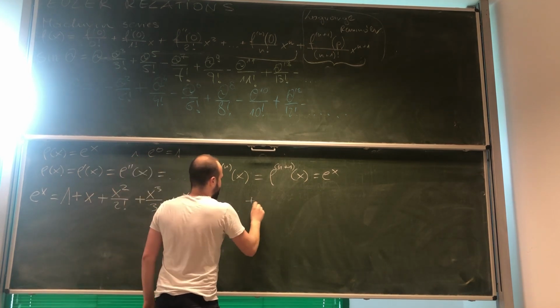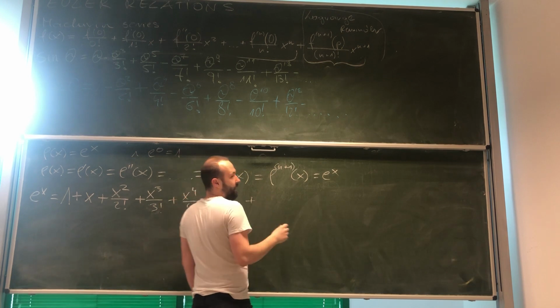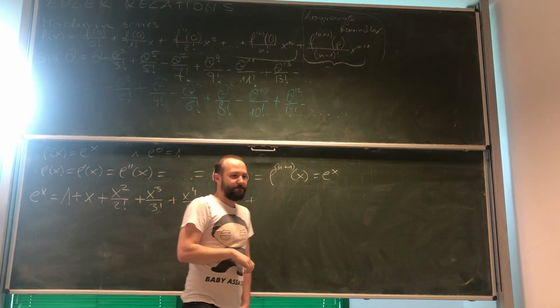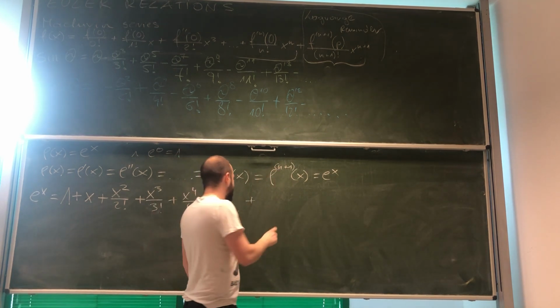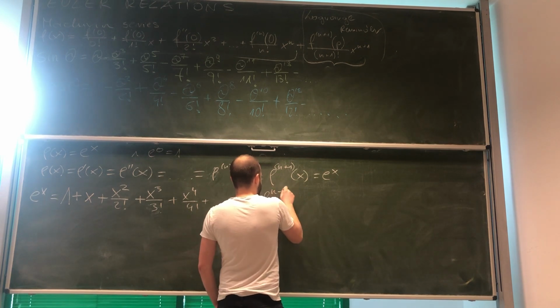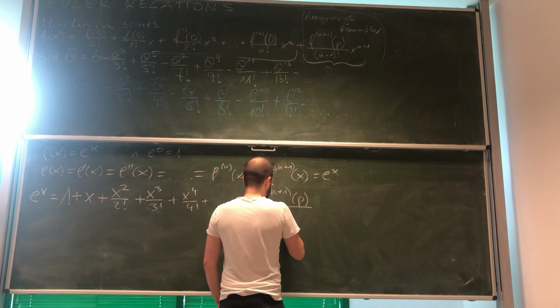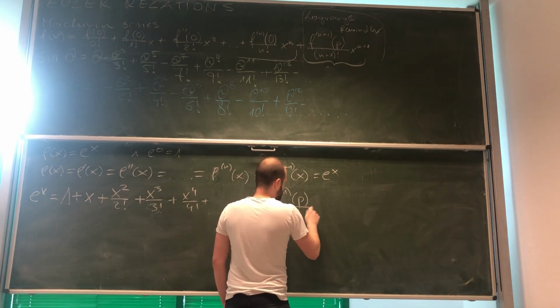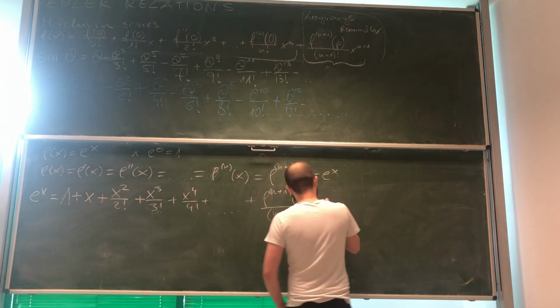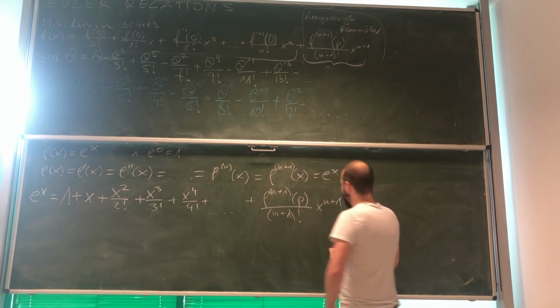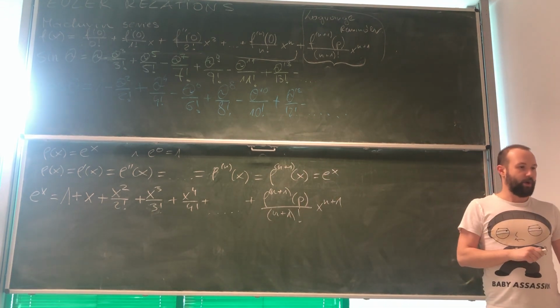And we go on like this until we get to the remainder. And here we've got x to the power n plus 1.